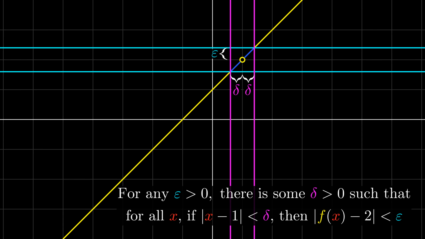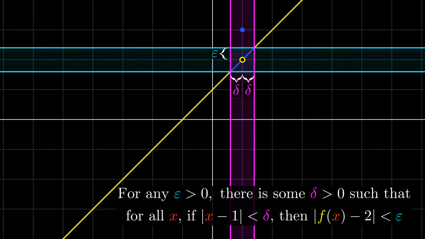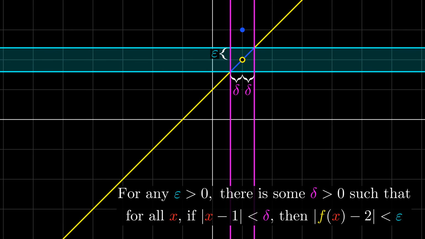Are there any other issues? Well, here's another one. Let's say that this function actually was defined at 1, but the value at 1 was something like 3, not 2. What would the limit be now? Well, the whole point of a limit is that we don't care about the value of the function at that point, so the limit should still be 2. However, this point is in the delta range, but it is not in the epsilon range. So according to our definition, the limit is not 2.